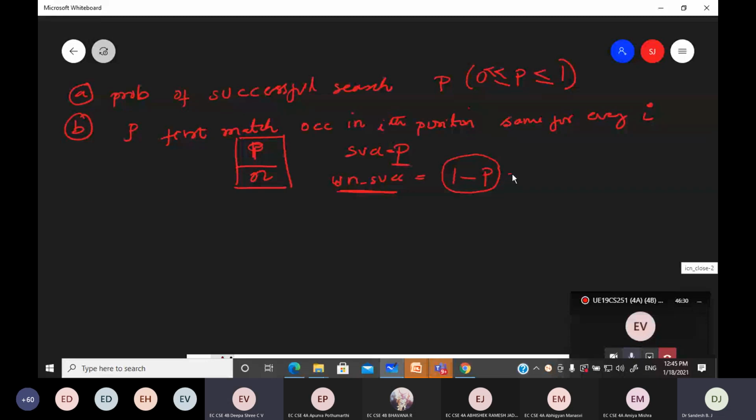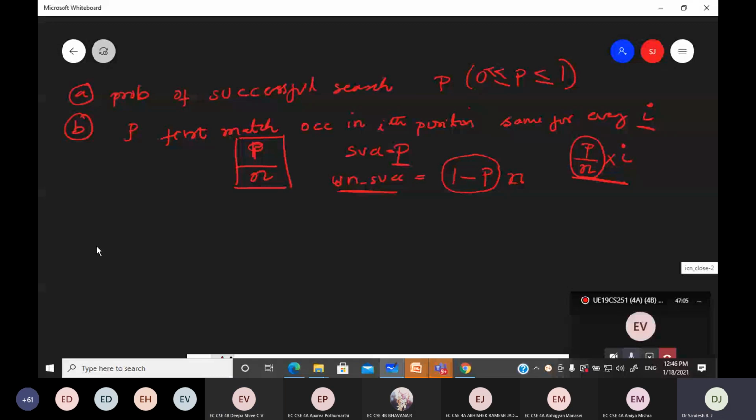N comparisons. If the probability of finding the element in the ith position is P by N, and you find that element in the ith position, how many comparisons are we going to make? I comparisons. So what will be the total?